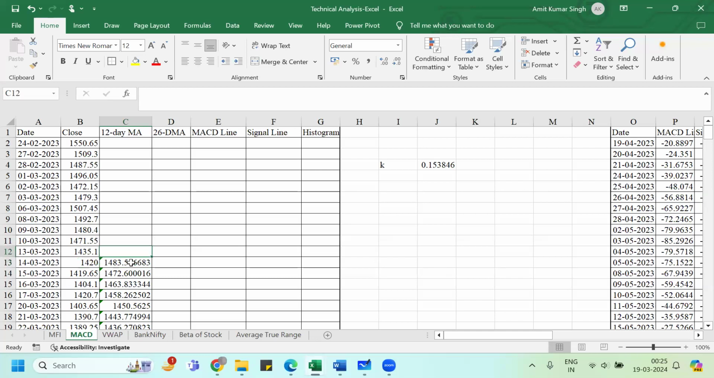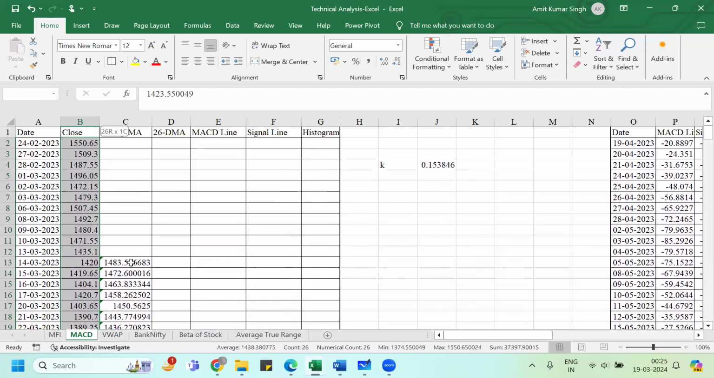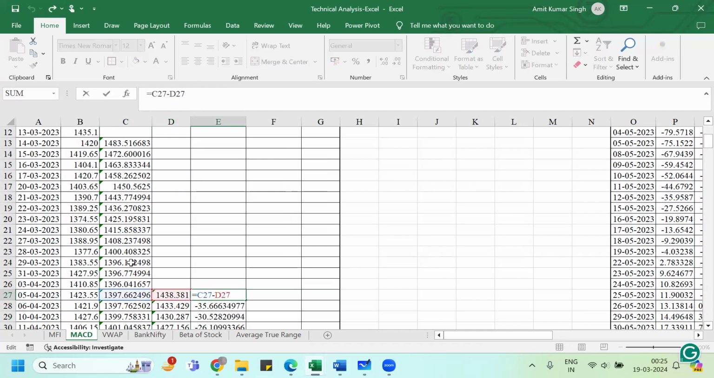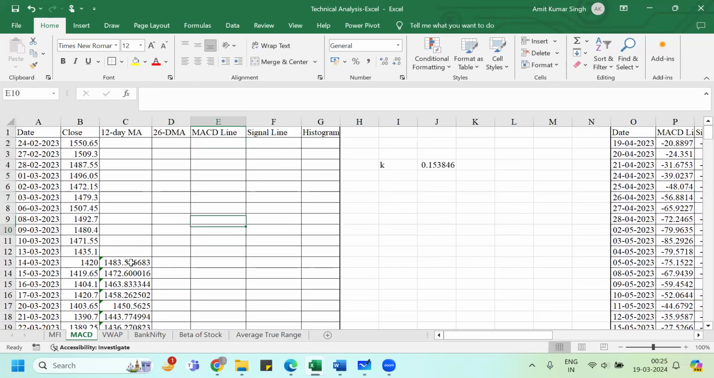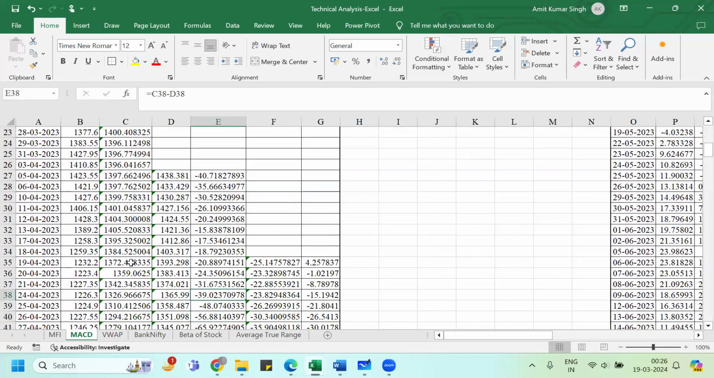So here I got the 12-day moving average, and then I found the 26-day moving average. For the 26-day moving average, I have taken 26 data points of the stock. Once I got the 12-day moving average and the 26-day moving average, I found the difference of both. The difference of both is called the MACD line. So every day you can find the MACD line for the stock.